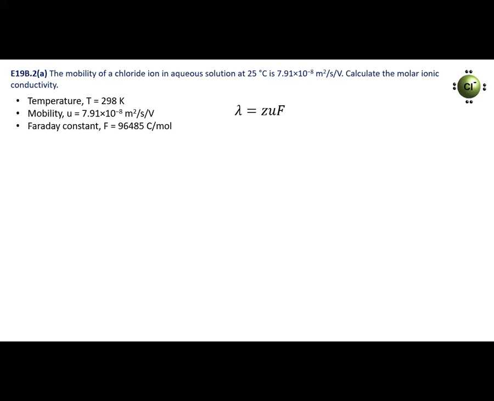Let's look at the next problem. The mobility of a chloride ion in an aqueous solution at 25 degrees Celsius is given as 7.91 times 10 power negative 8 meters squared per second per volt. Calculate the molar ionic conductivity. So what's given here? We know the temperature, the mobility of the chloride ion is given, and the Faraday is a constant, 96,485 coulomb per mole. One equation that relates the ionic conductivity to the mobility is this one. It's pretty much a straightforward problem where we need to plug in the values.